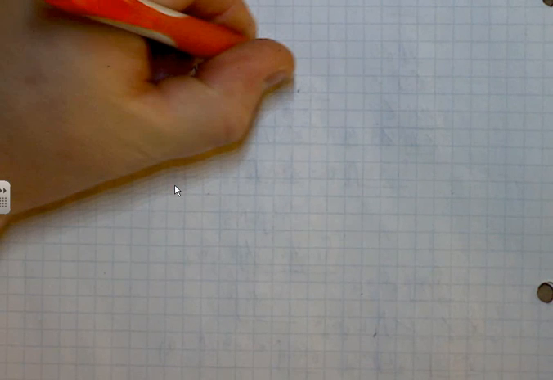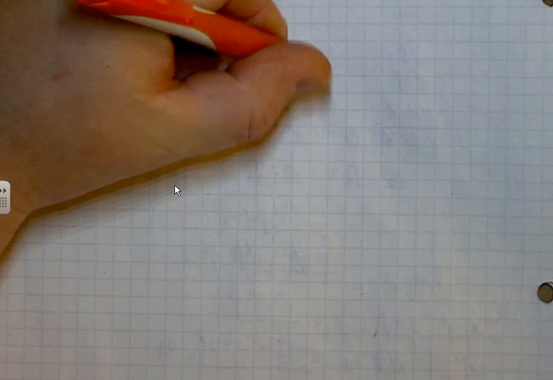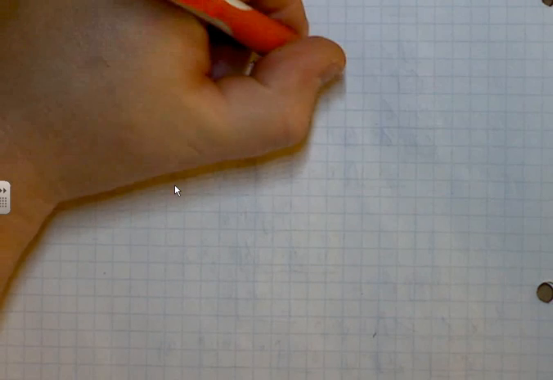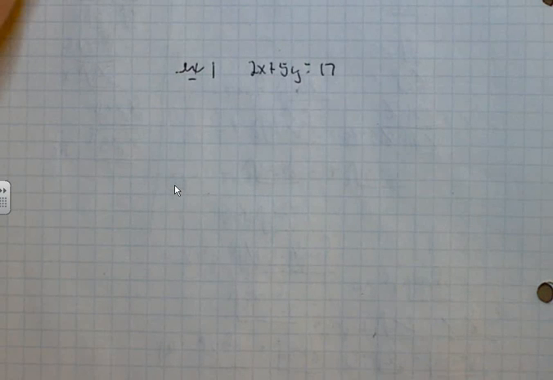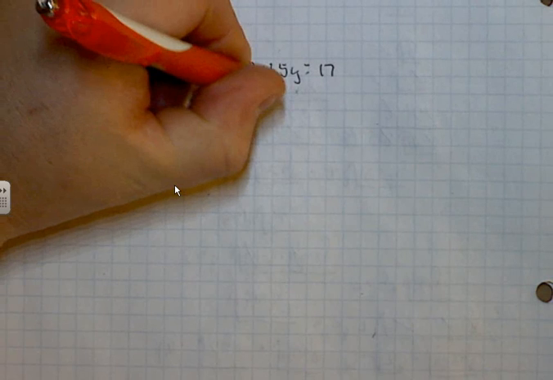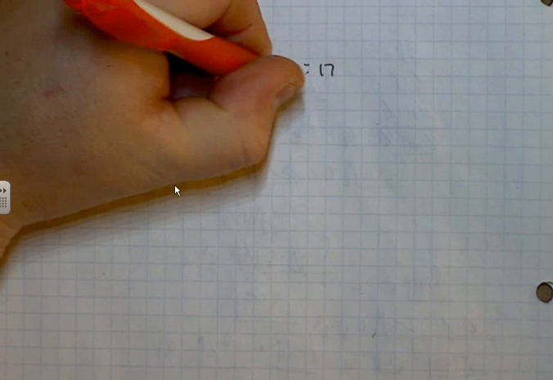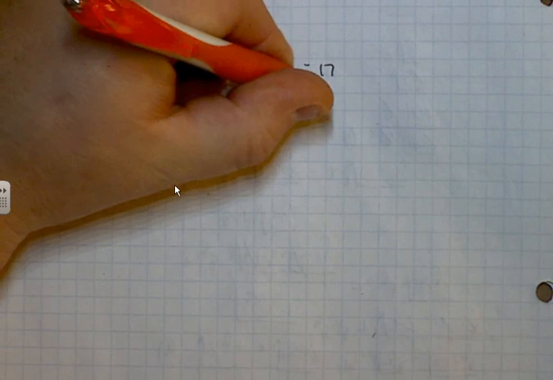2x plus 5y equals 17, and 6x minus 5y equals negative 9.